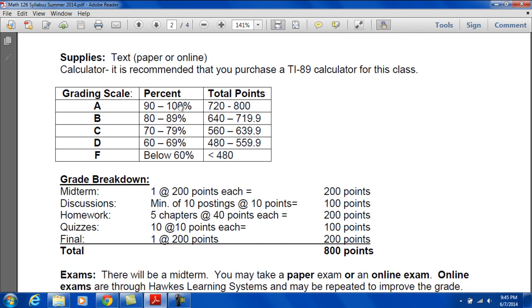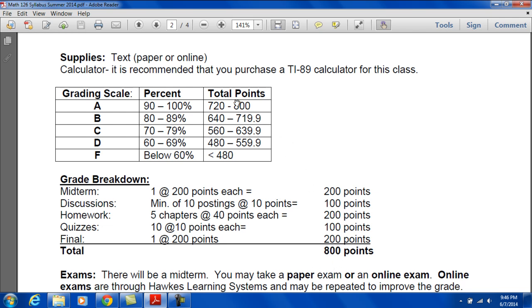Grading scale: we have A, B, C, D, F. I have both percentages and points, and the point breakdown is that midterms are worth 100 points. Discussions: there are at least 10 discussions at 10 points each for 100 points. You can't go beyond 100 points for discussion postings. Homework: we have 5 chapters at 40 points each for 200 points. Quizzes: we have 10 quizzes at 10 points each for 100 points. And the final exam is 1 at 200 points. So you can get to a total of 800 points.